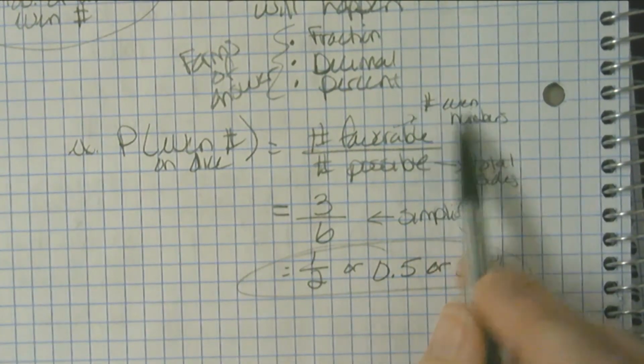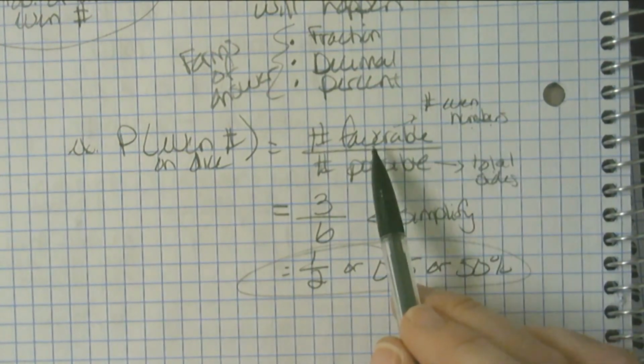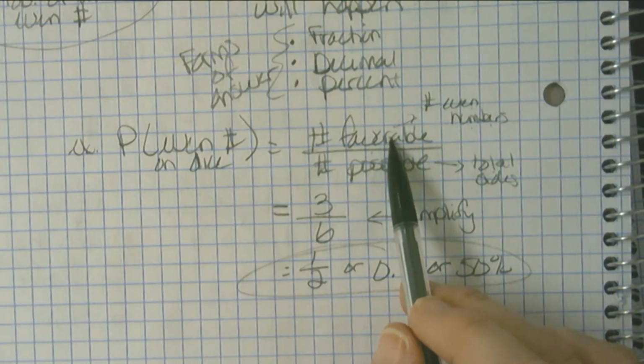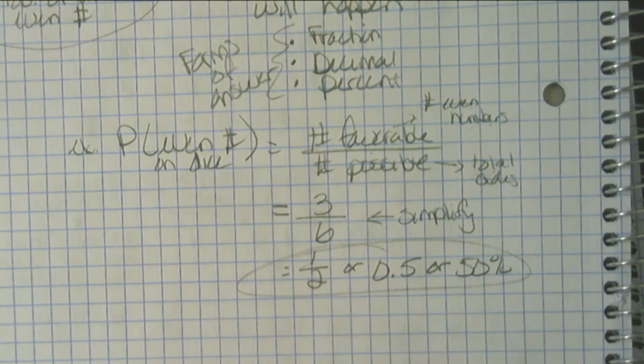So favorable is the number of even numbers. How many even numbers? So the number of favorable outcomes is how many of the outcomes meet our qualification. So, the number of even numbers.